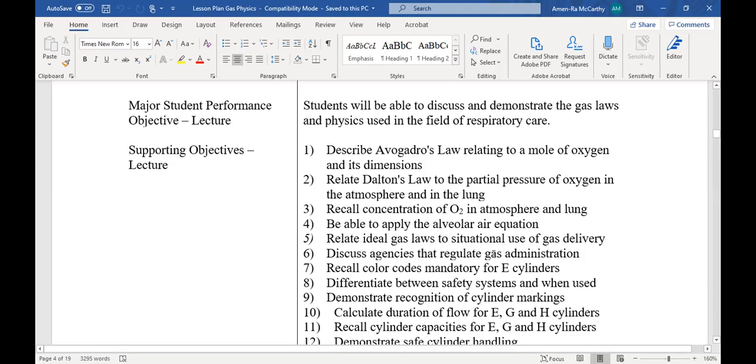Discuss agencies and regulations of gas administration, the DOT and the FDA and all the different organizations that have their hand in how oxygen cylinders or medical gas cylinders are formed, tested, transported. All of those have a hand. Somebody got a hand in that, right? Safe storage, all that kind of stuff. Because a hospital or the school can be dinged if the oxygen tanks are not stored properly. Very, very dangerous, okay?